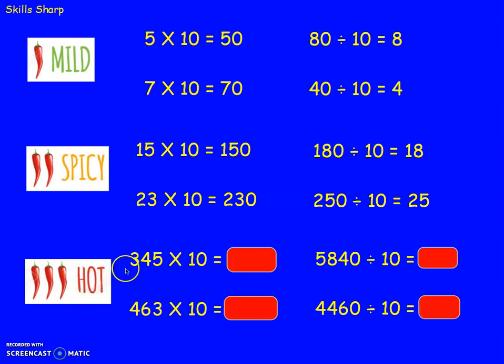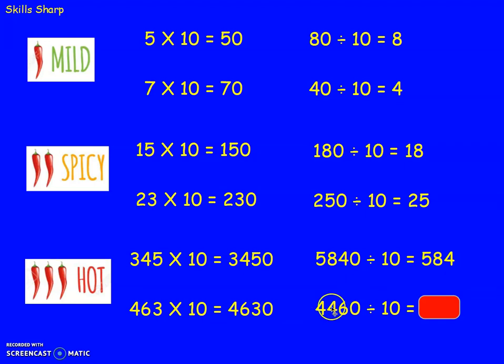Let's have a look at hot. 345 times 10 is 3,450. 463 times 10 is 4,630. The division, 5,840 divided by 10 is 584. 4,460 divided by 10 is 446. Well done if you managed to get those right, Year 4. Give yourself a tick.